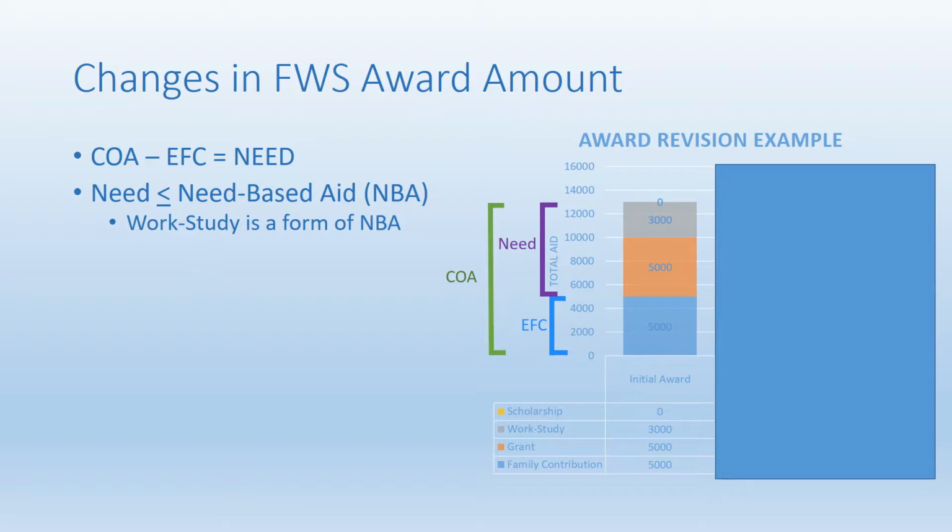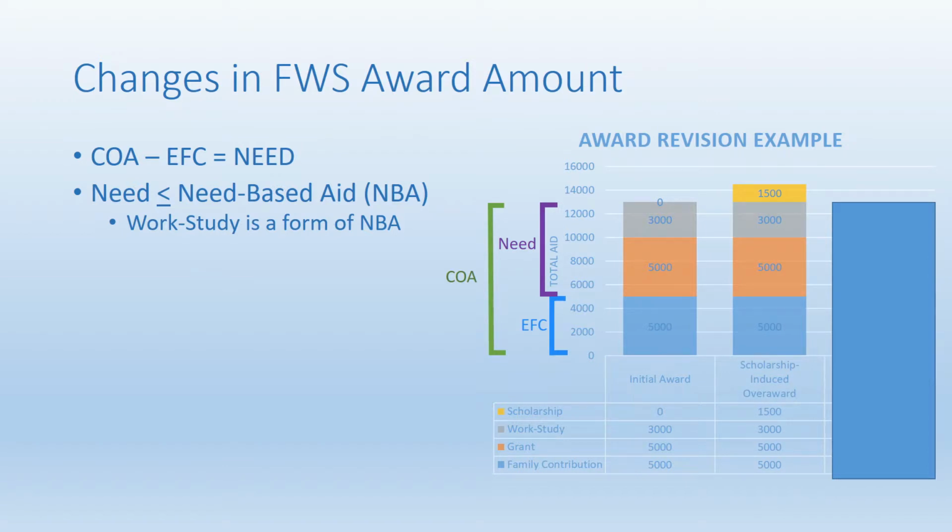Now, let's look at what happens when an outside scholarship comes into the mix. All of a sudden, the student has a total amount of need-based aid in excess of their need, which places them in that aforementioned over-award status. That $1,500 winds up being in what I'm terming the over-award zone, which unfortunately means all of that money is frozen and we can't disperse anything to the student until we rectify it.